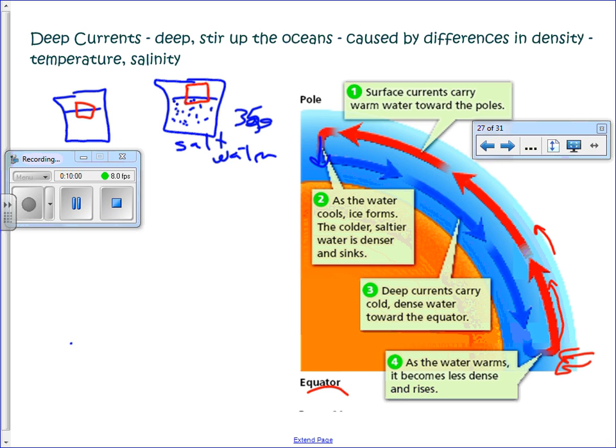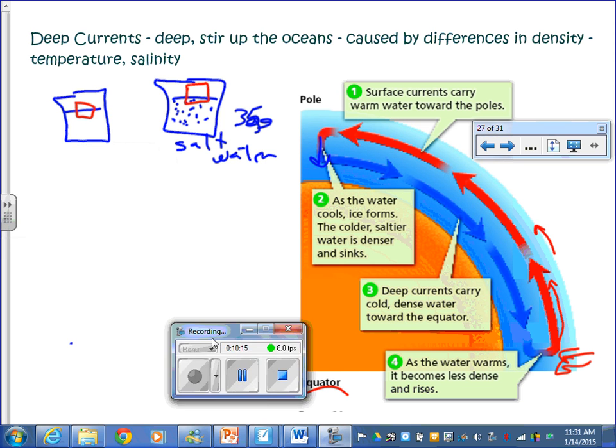The other thing that happens is that when water freezes, only the fresh water freezes. So icebergs are only fresh water. The salt stays behind. Similarly, when water evaporates, only the water evaporates and leaves the salt behind.